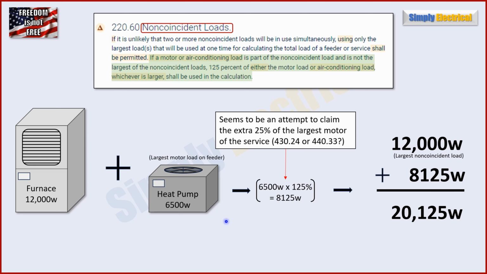Okay, now the third question that arises is, what if your largest non-coincident load happens to also be a motor load? And what if it's the largest motor on the service? Do you still take 125% of the smaller motor? According to this wording, you would. So that doesn't make sense either.